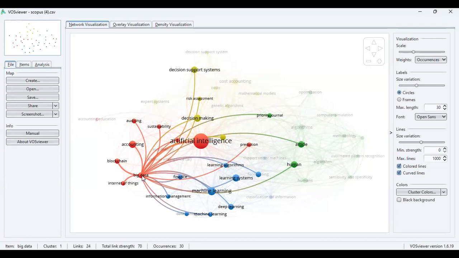But you can only do that if you have cleaned your data properly, so that you see whether there is a substitute for the term big data or for accounting education. If there is no link between accounting education and big data, it means that that is a gap in research. Do you understand what I'm saying?